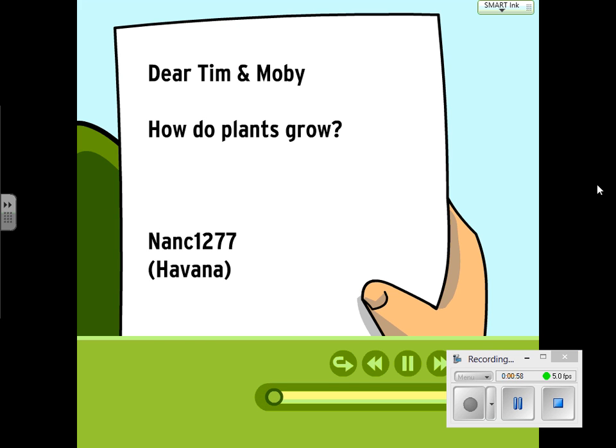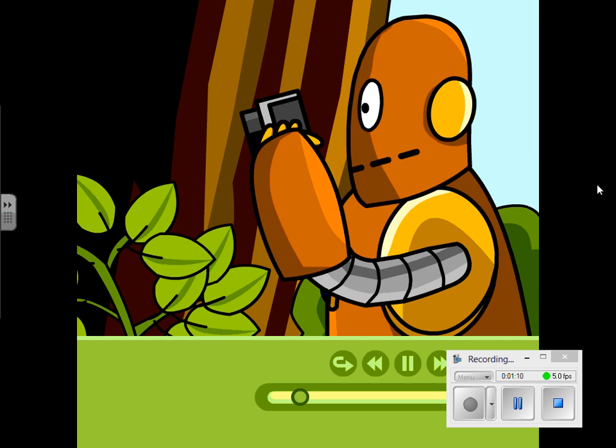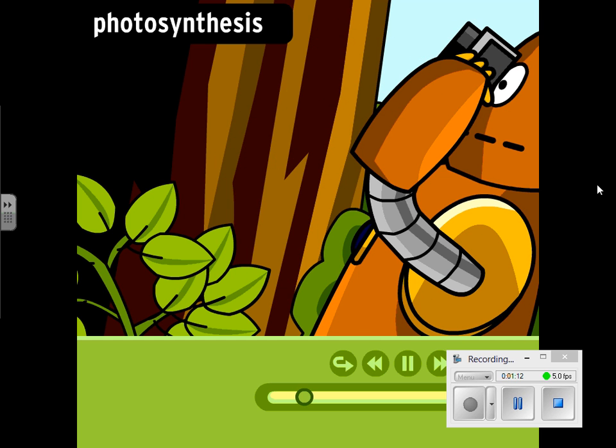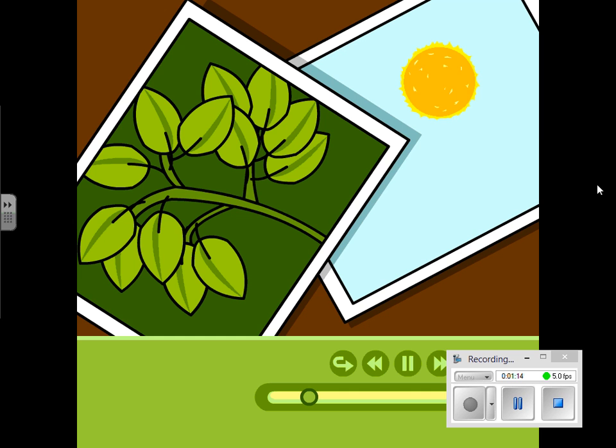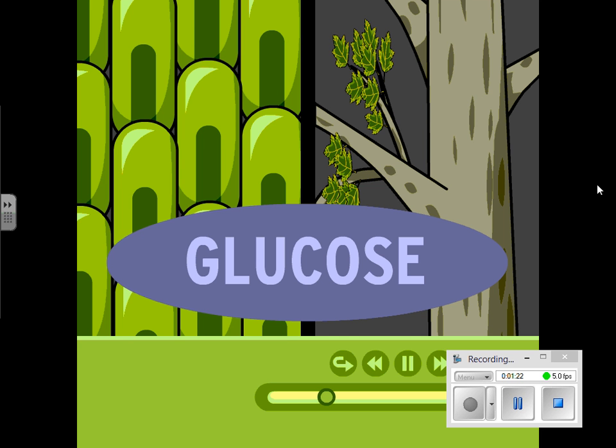Dear Tim and Moby, how do plants grow? All living things need nourishment to grow, but plant food is different from people food. Plants make their own food in a process called photosynthesis. Photosynthesis couldn't happen without the sun. Plants collect energy from sunlight and use this energy to make a sugar called glucose. Glucose is the main source of nutrition for plants, fueling their cells for function and growth.